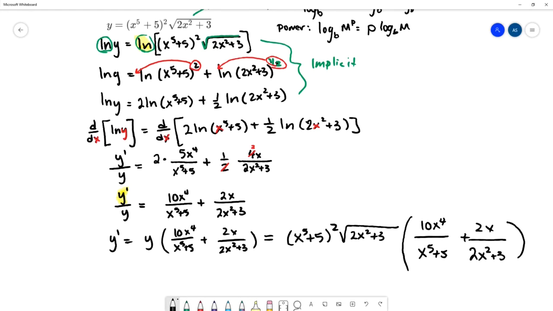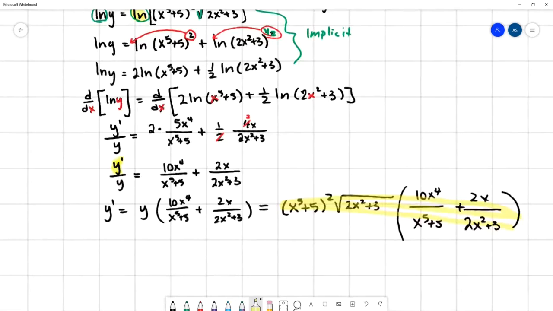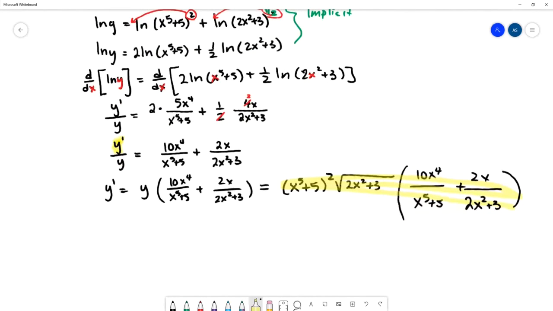Now, this answer on your test is acceptable, but there is a little bit more algebra cleanup that we can do to make this a neater looking answer. So I'm going to go through that process, but just know that on your test, the important part was getting to this point, calculating the derivative using logarithmic differentiation. So I'm going to continue with a little bit more algebra cleanup.